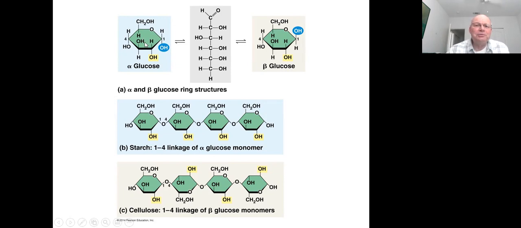The alpha glucose is what is found in starch and forms what is referred to as an alpha 1,4 glycosidic linkage because it's linking alpha glucoses together. And this is the one that most organisms can break down. Starch is very readily broken down by most organisms on the planet because of the alpha 1,4 glycosidic linkage. In cellulose, however, it's the beta form of glucose that is linked together to form the polymer. And that gives what is referred to as the beta 1,4 glycosidic linkage.